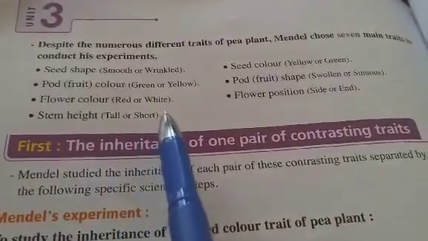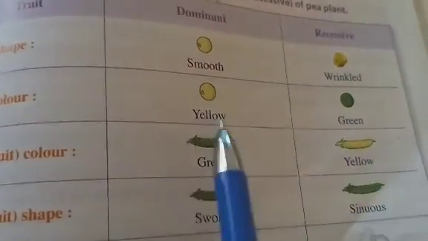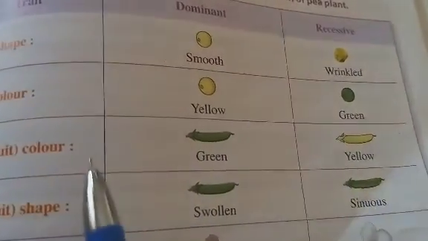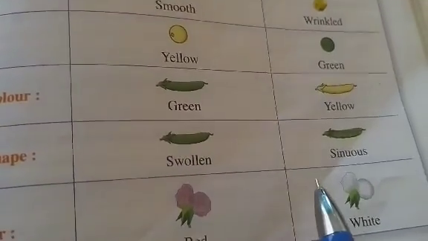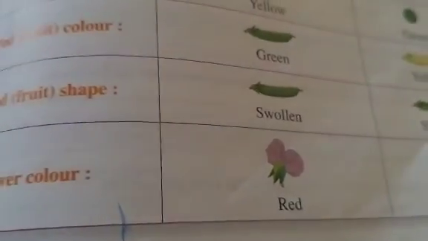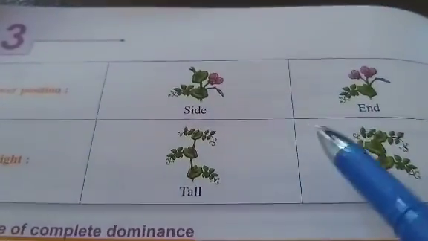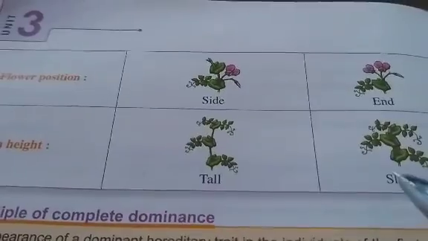Okay, girls, and we have here again seed shape, smooth or wrinkled, color yellow or green, and pod color green or yellow, and the shape of pod swollen or sinuous, and the color of the flower red or white, and the position, side or end, and the height of the stem, tall or short.